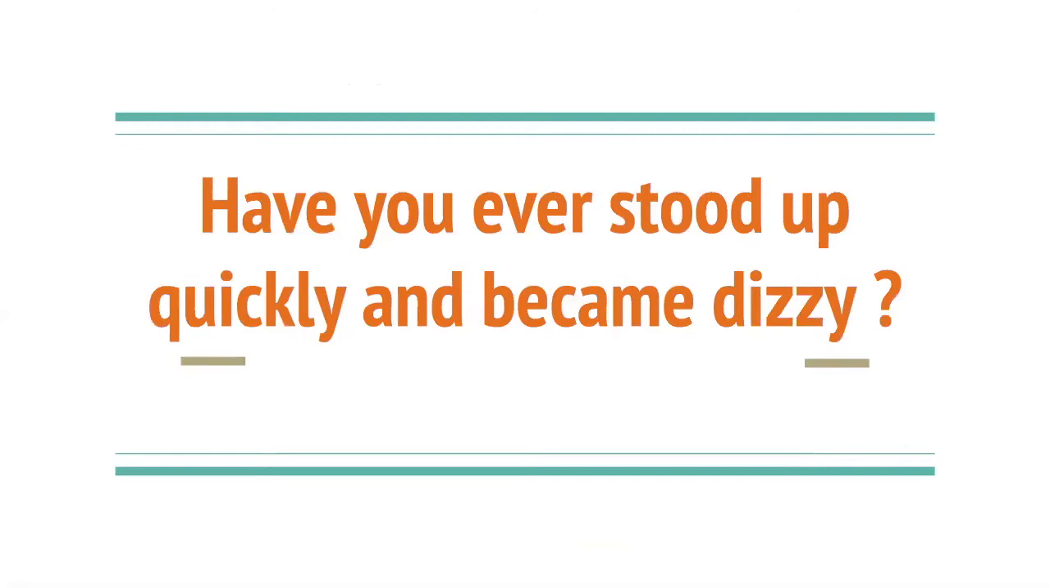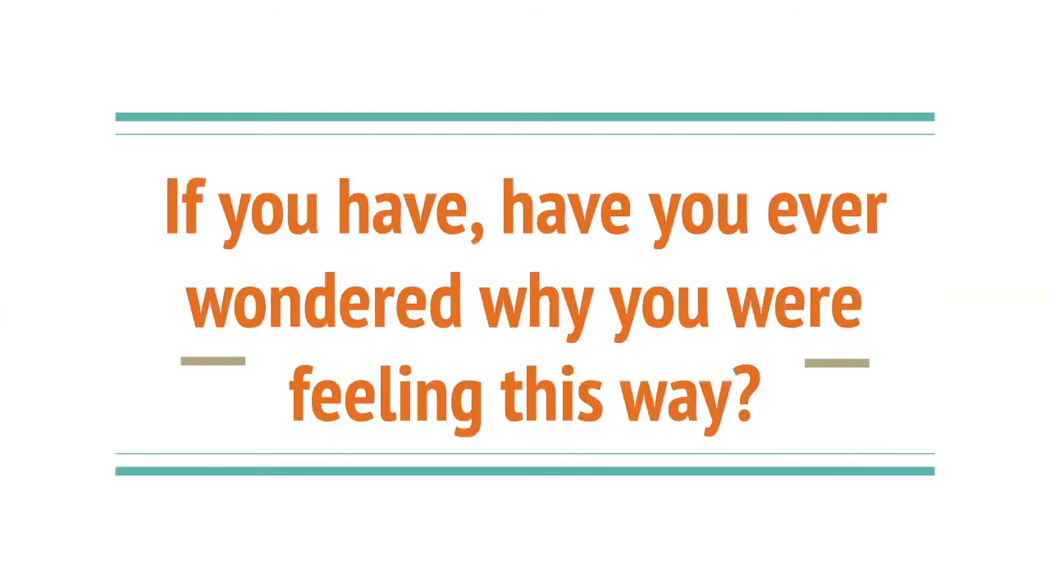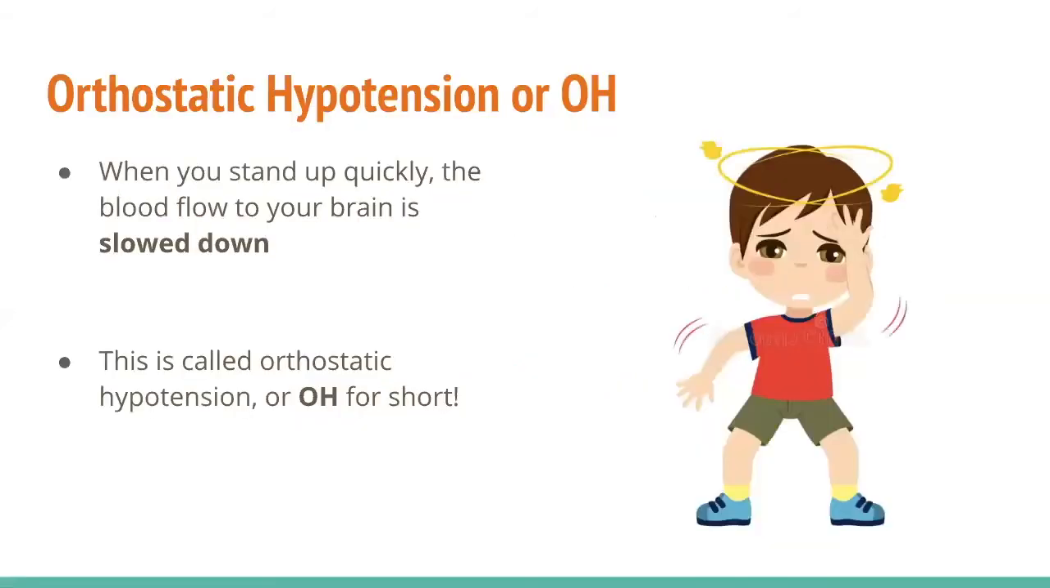Hey guys, so I'm here today to talk to you about slow blood flow. First, I have a question for you. Have you guys ever stood up quickly and become dizzy? If you have, have you ever wondered why you're feeling this way? Well, when you stand up quickly, the blood flow to your brain is slowed down. That's why you get this feeling of dizziness. This is called orthostatic hypotension, or OH for short.